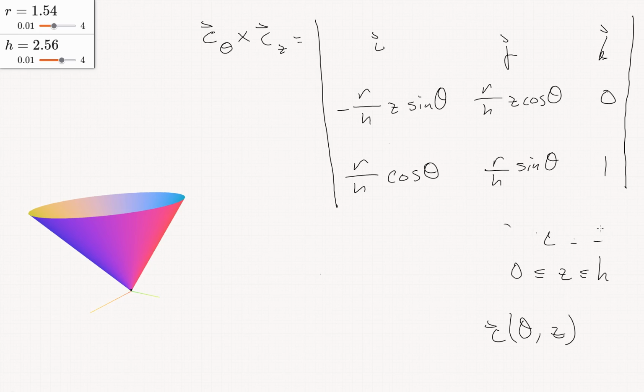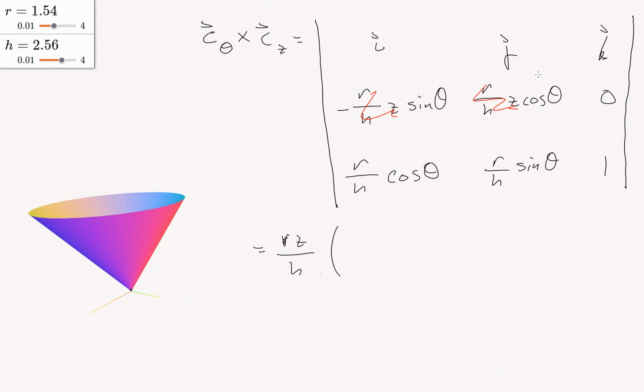That determinant will be, let's see, we can pull out this r over h z. So this will be r z over h times cos theta i, plus sine theta j, and with k we get r over h times sine squared theta and cos squared theta, but this has a minus, so minus r over h k. This is our cross product normal vector.